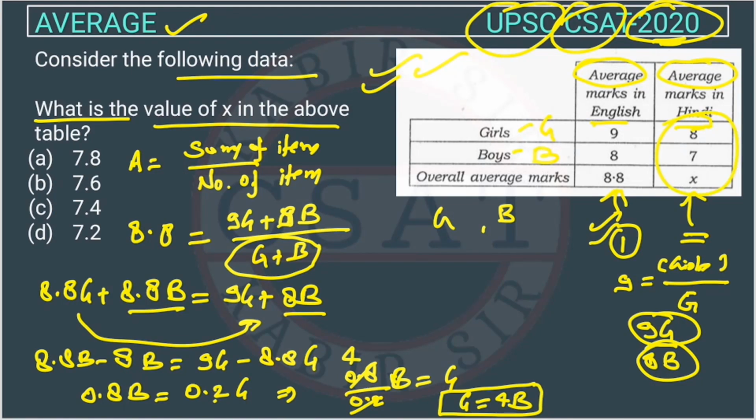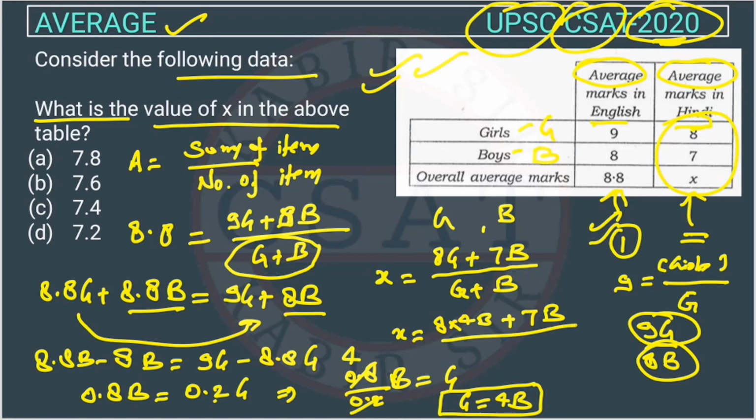Now talk about the second situation. In the second situation, the average is X, and the sum of girls will be 8G plus boys will be 7B, upon the total number of girls and boys, so it will be G plus B. Now we know G is equal to 4B. Just put this value here. So it will become X is equal to 8 into 4B plus 7B upon 4B plus B.